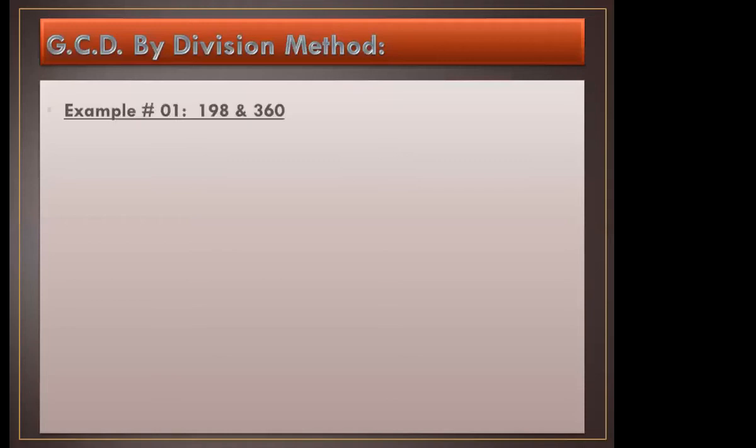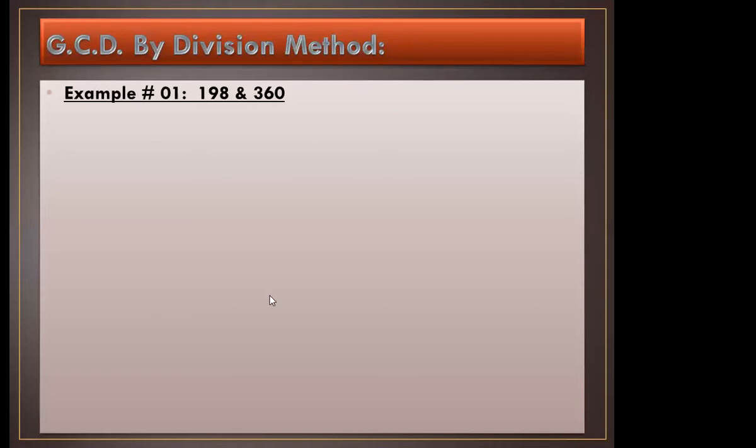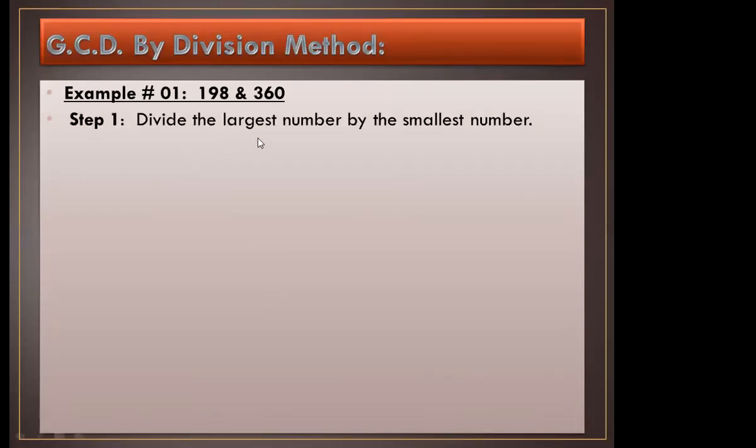GCD by division method. Last method is GCD by division method. In the division method, this is a very difficult method, so listen to me very carefully. Example number 1, you have two numbers, 198 and 360. What you will do first, you will divide the largest number by the smallest number.